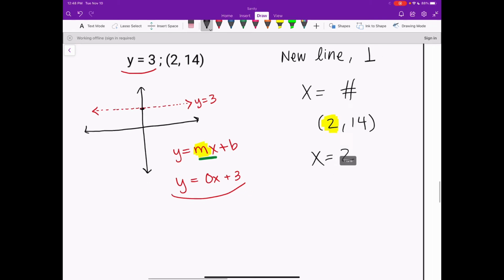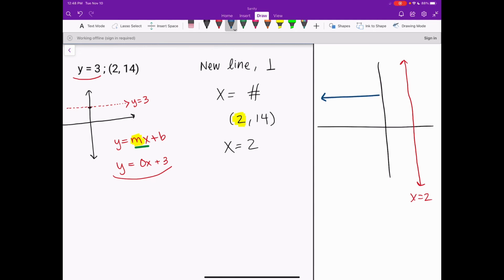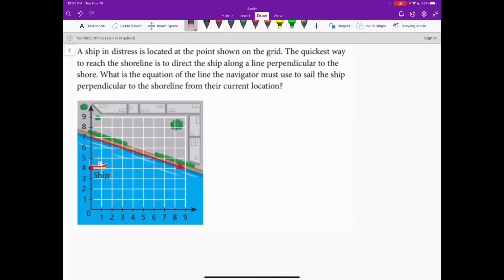So again, if I had to sketch this out, I'll go off to the side here. There's my coordinate plane. In red is my vertical line, x equals 2 there. And in blue is going to be the horizontal line, y equals 3. So these two are perpendicular. They intersect each other at 90 degrees. And I am ensuring that this red line, x equals 2, is definitely going to go through the point 2, 14.